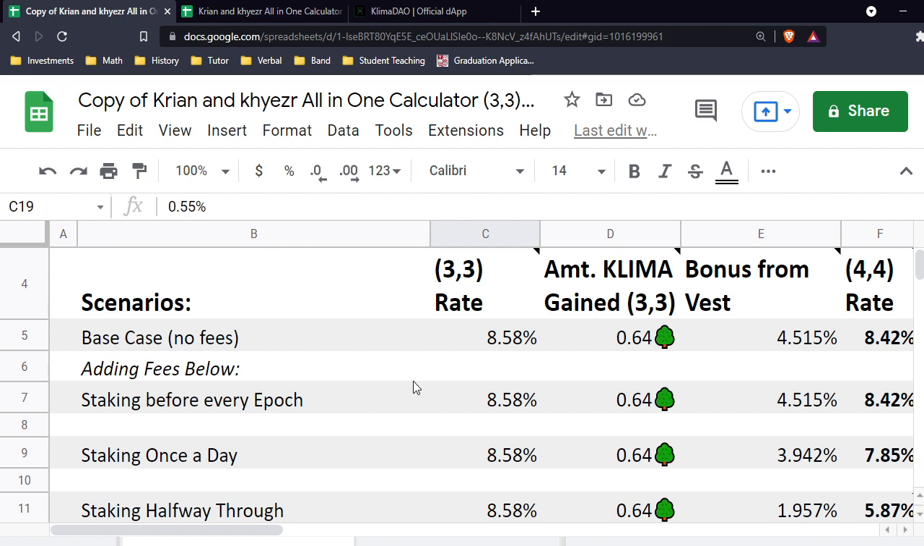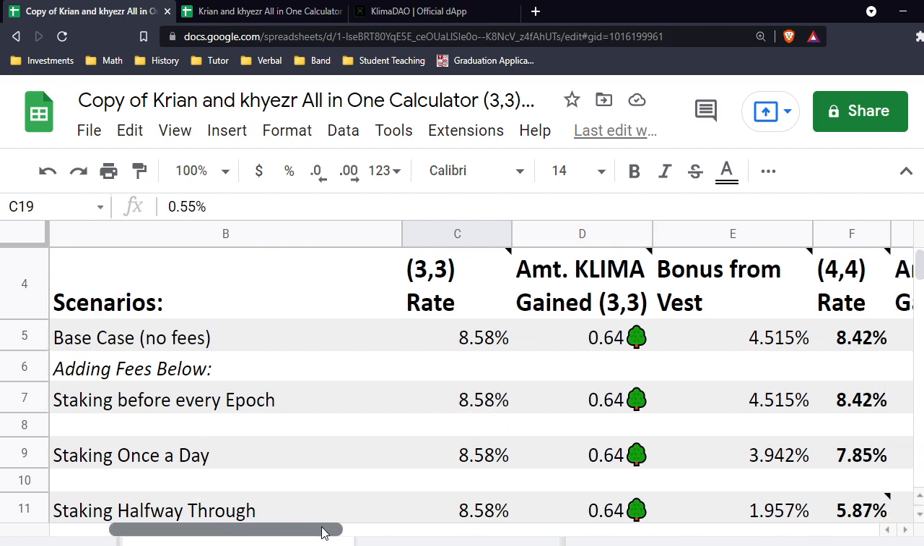If you go to the outputs, here's what's going on. That 10,000 USD that you could have bought Klima with, if you had just bought Klima and staked it, 3.3 strat, you would expect an 8.58% return on investment over a 5-day period. This is a 5-day period ROI. You would have gained 0.64 Klima if you had purchased $10,000 worth of Klima over those 5 days.